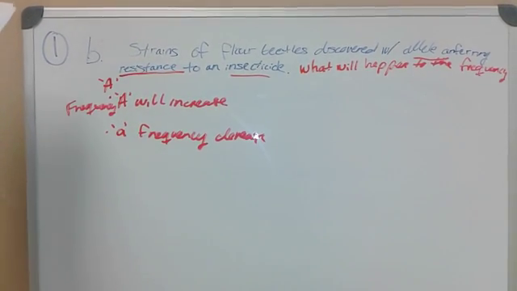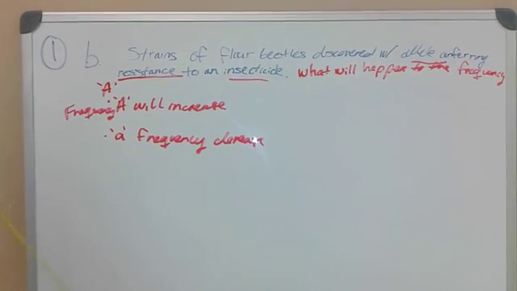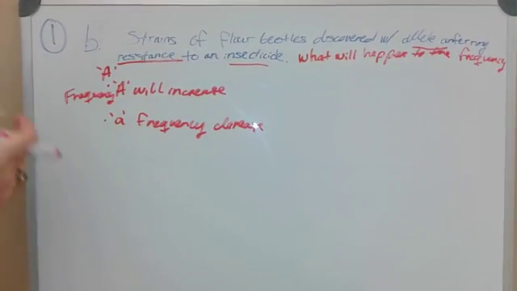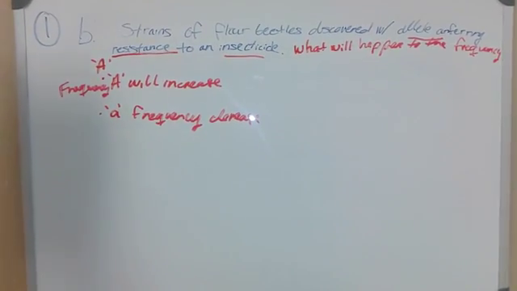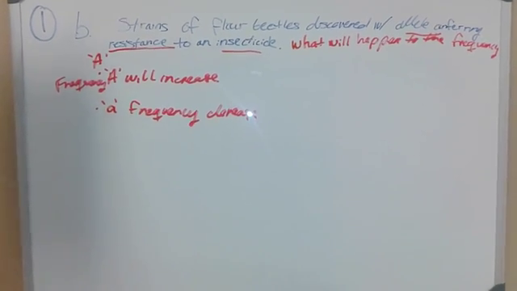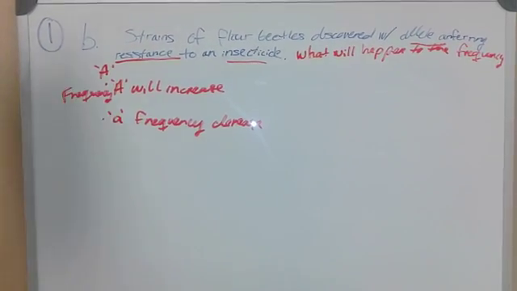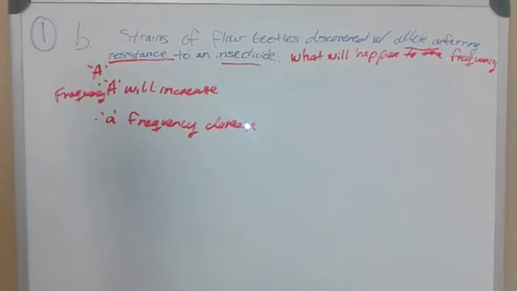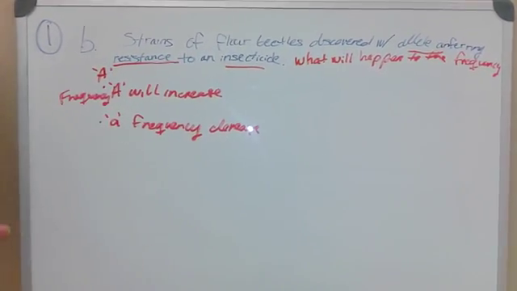Why is this happening? Because the insecticide is applying selective pressures to the population of beetles, meaning those beetles that have the little a will die because they weren't adapted, or they didn't have the advantageous allele.